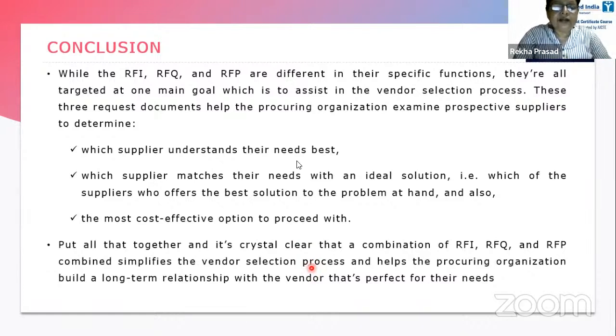So ये 3 चीज हुआ ना, who understands their needs, at what cost, and how it will be delivered. If all these things satisfied you, then you put all these things together and it is crystal clear that a combination of RFI, RFQ and RFP combined simplifies the vendor selection process and helps the procuring organization build a long-term relationship with the vendor that's perfect for their needs. एक बार आप ये initial process कर लें, then you can make a long-term relationship.